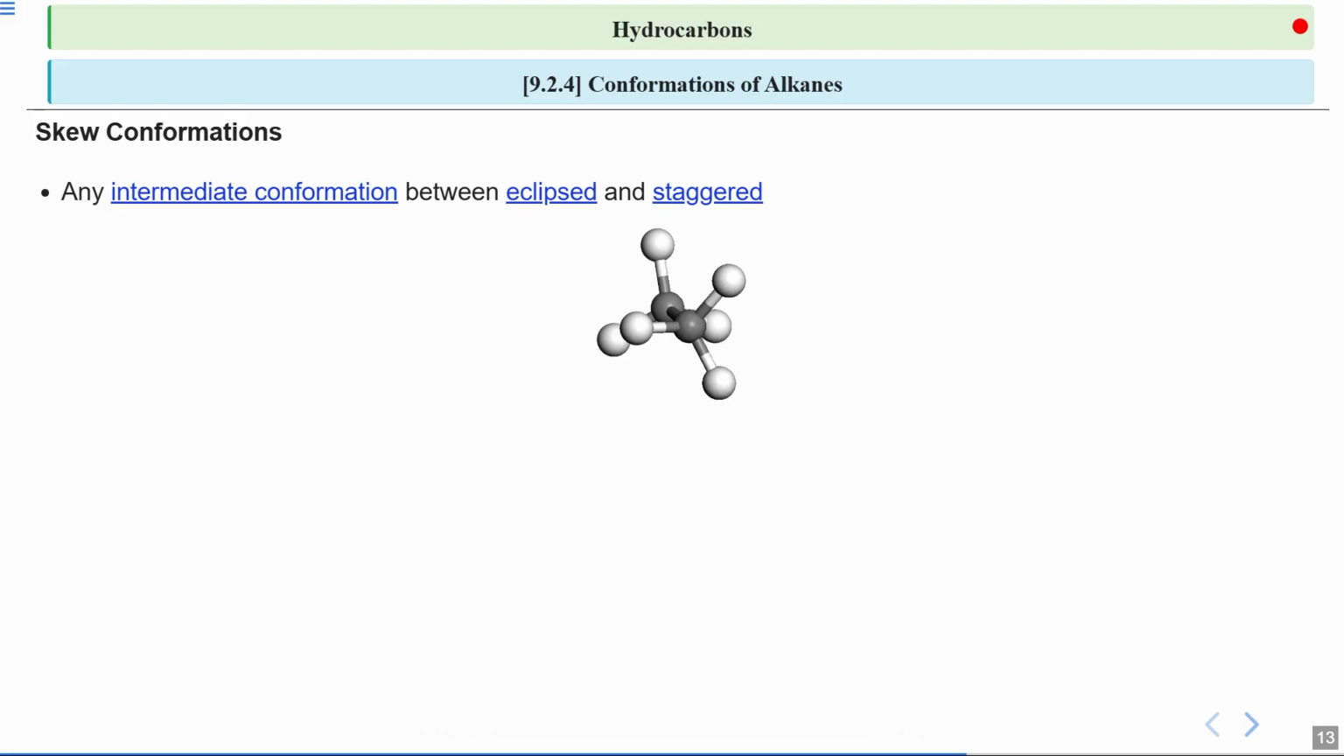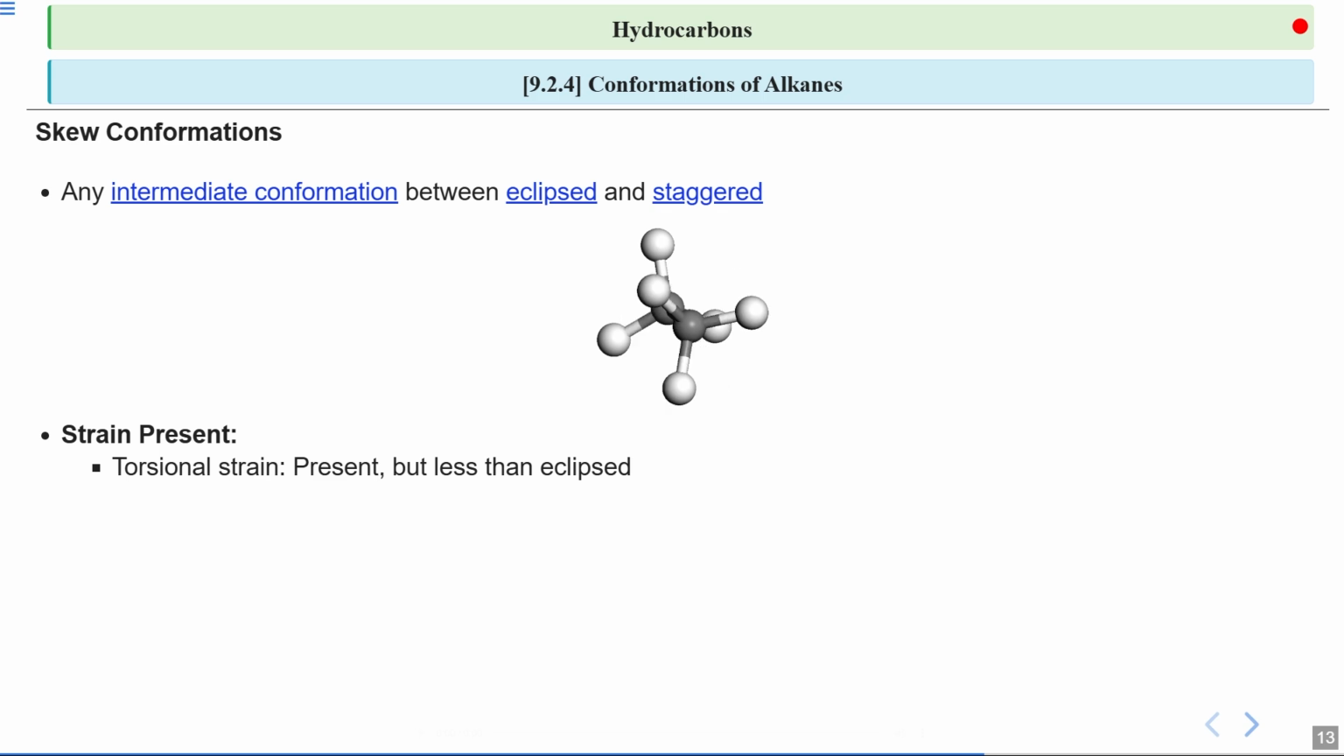You can see through rotation that if you take pictures of the molecule at different instants, then at some point it will be neither eclipsed nor staggered. In that case, you will name it a skew conformation. What are the strains that are present in the molecule in the case of skew conformation?